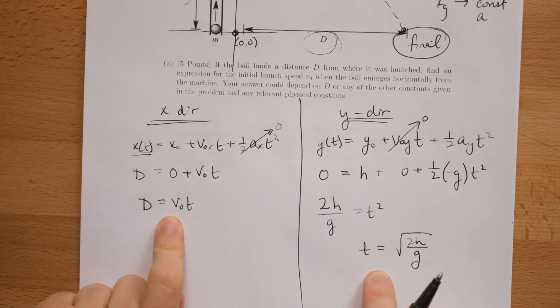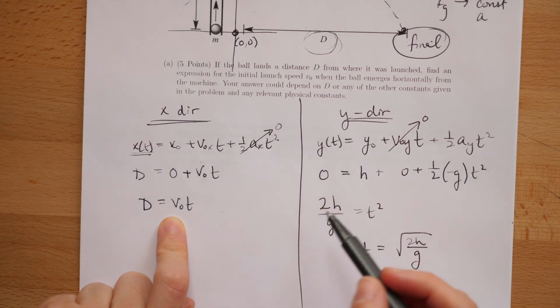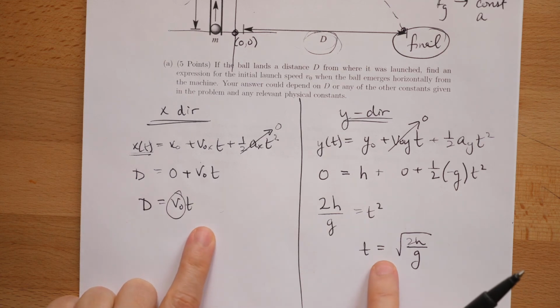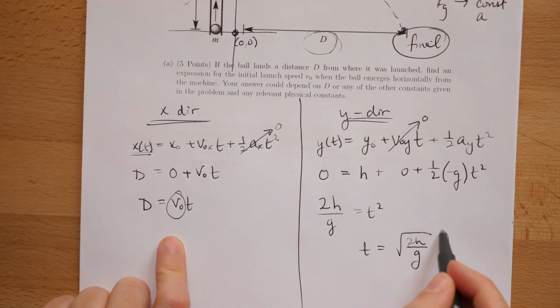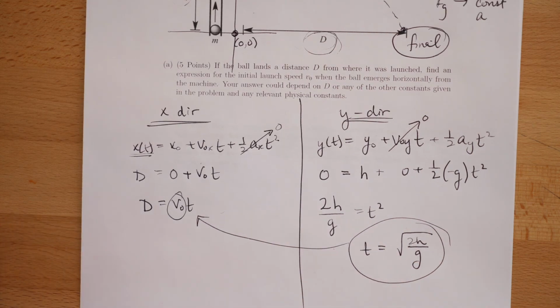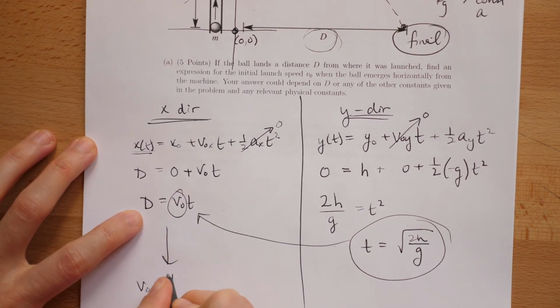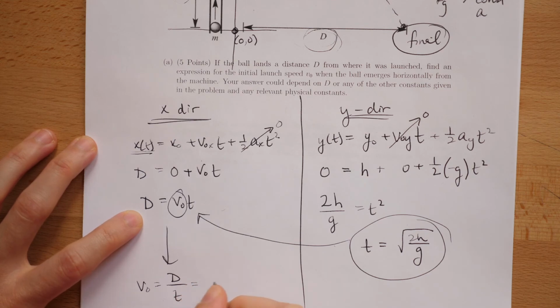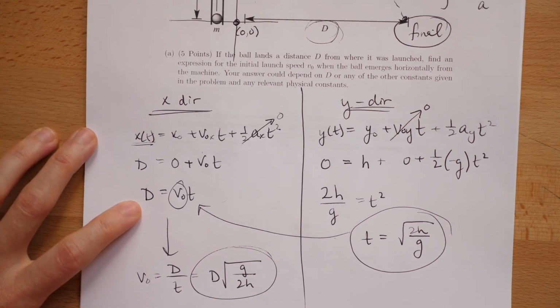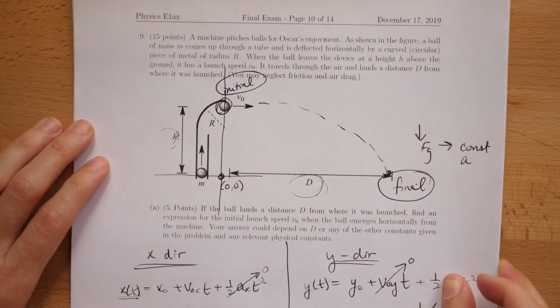Okay, so I have two equations. And I want v0, but I don't know t, but I know everything else. So if I just take this and substitute it in for t over here, I'll get my answer. So v0 is d over t. And now substituting that in, that's d times 1 over t, so that's the inverse of this, which is the square root of g over 2h. And that is our expression for our initial speed, v naught.